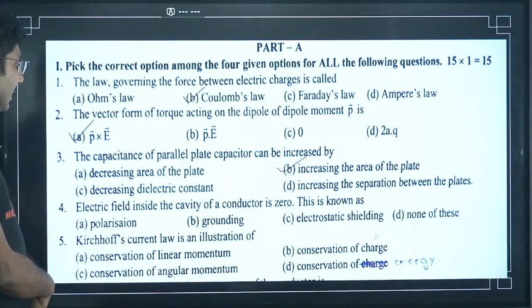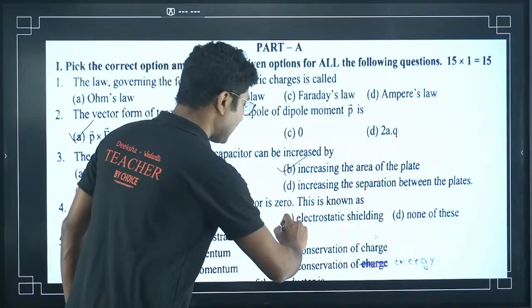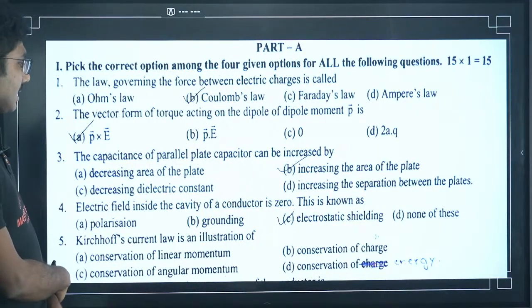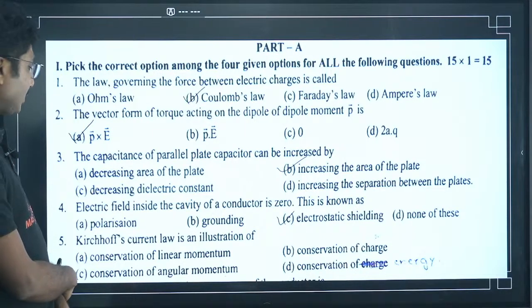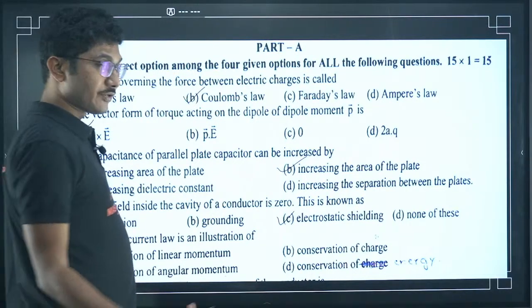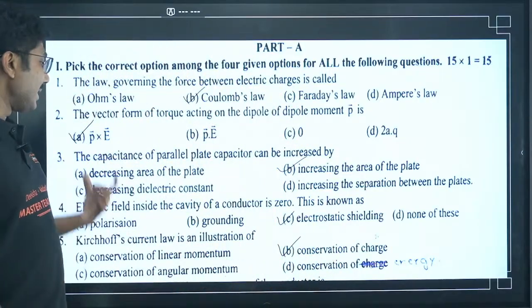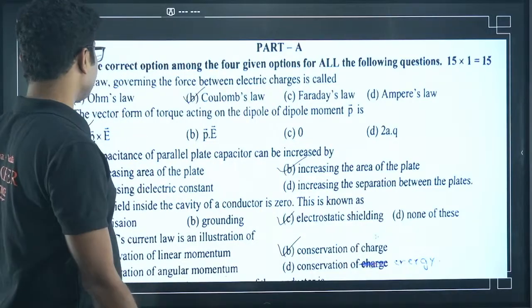Next, electric field inside the cavity of a conductor is zero. This is known as electrostatic shielding. I have discussed this question multiple times. Kirchhoff's current law is an illustration of what? Conservation of linear momentum, conservation of charge, conservation of angular momentum, conservation of energy. It is conservation of charge. Kirchhoff's current law is conservation of charge. Kirchhoff's voltage law is conservation of energy.